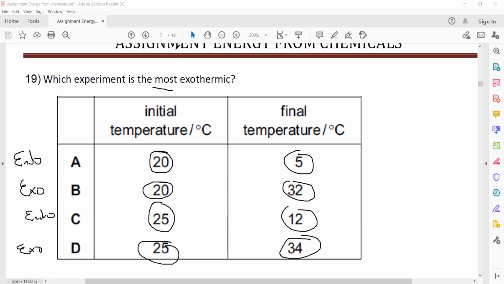Most means which has the greatest change in temperature. When you check B, it changes from 20 to 32, so the change in temperature is 12. When you check D, it changes from 25 to 34, so it is 9. So which is the most exothermic reaction? The one with the greatest change. B has the greatest change. That's why this reaction is the most exothermic. Both B and D are exothermic, but the most means the one which shows the greatest change in temperature, not the highest temperature. Is it clear? This example.